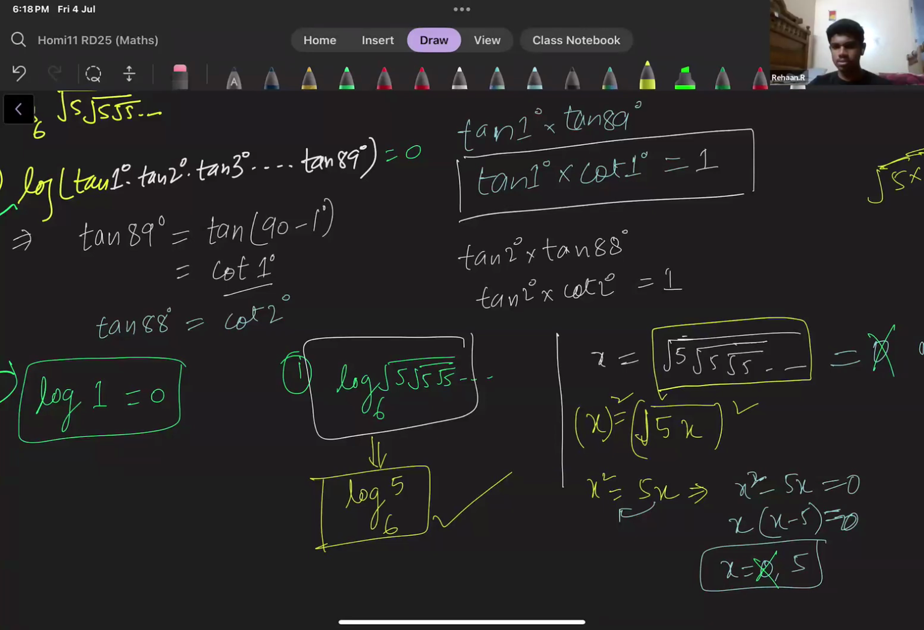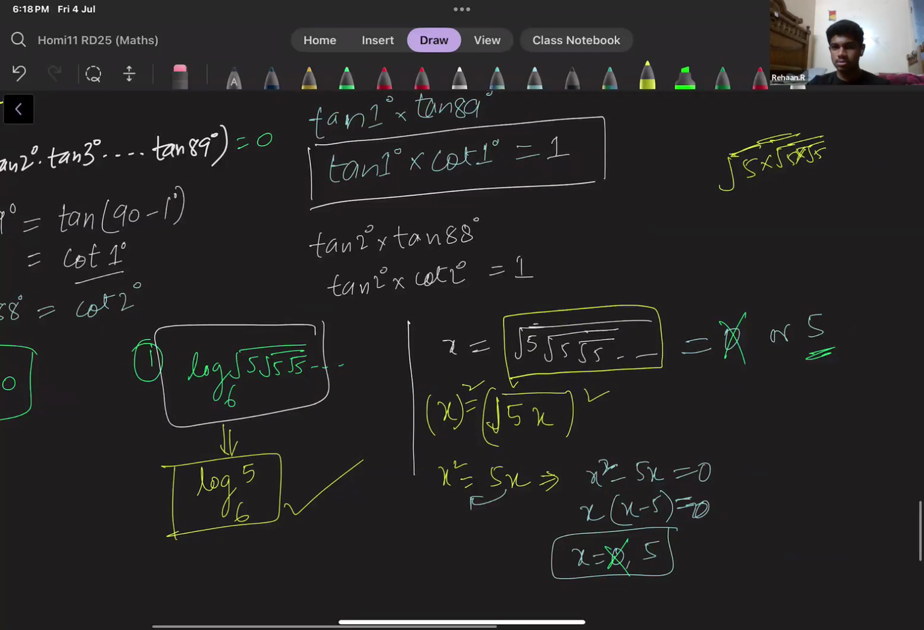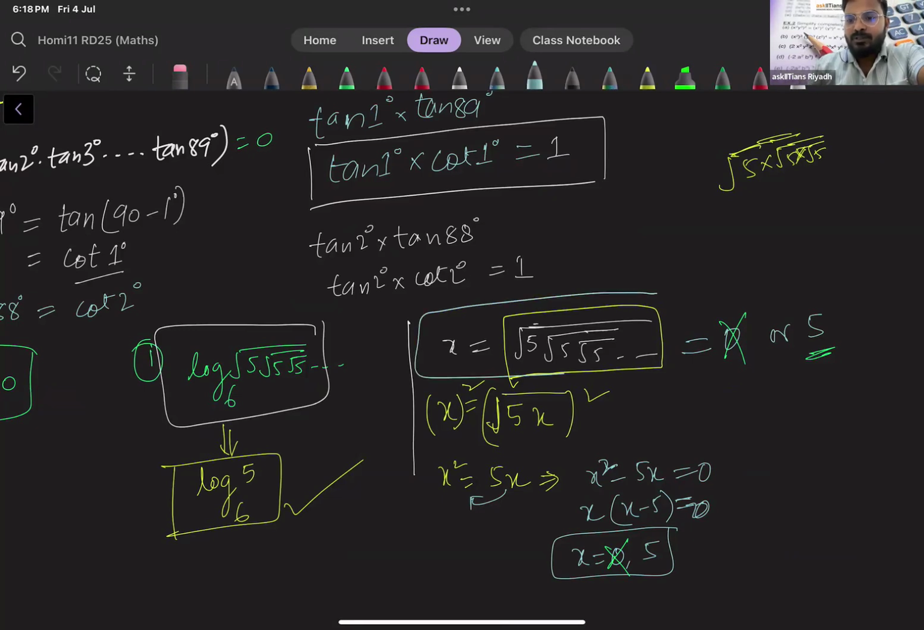Sir, how can x equal 5? I don't understand. So see, what we have done is we started solving this equation and converted it. x is equal to root 5 into 5 root like that, right? So how is that equal to 5?